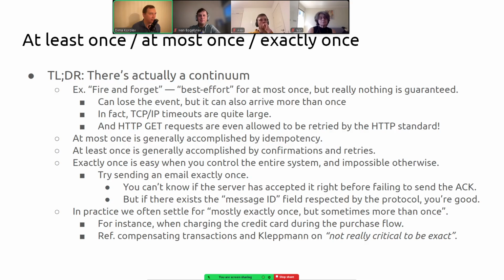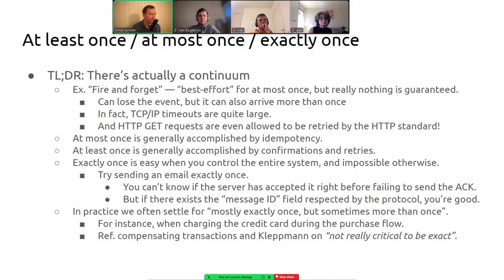If something is at most once, doing it more than once is against the functional requirements. If it's at least once, not doing it would be against the functional requirements. Exactly once has to happen exactly once, and that's it. I know it's a trivial phrasing, but here's the trick. You can only do exactly once if you control the entire system.